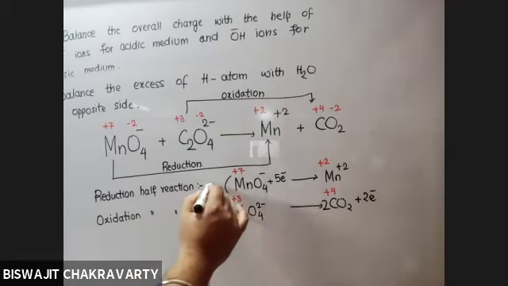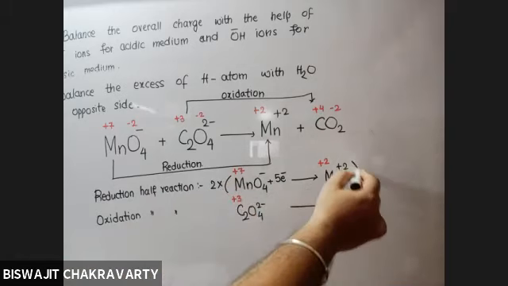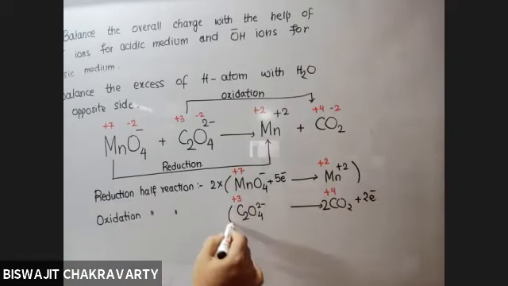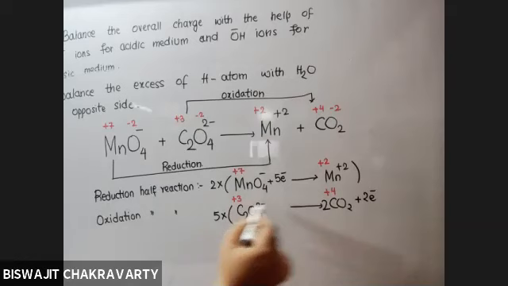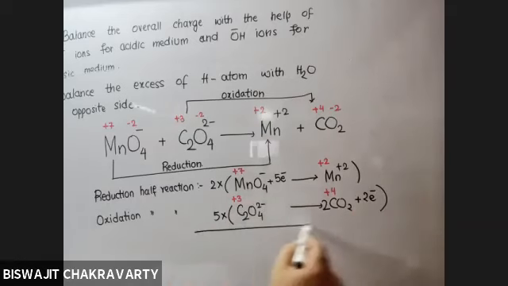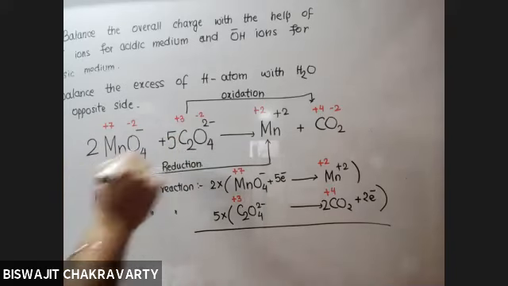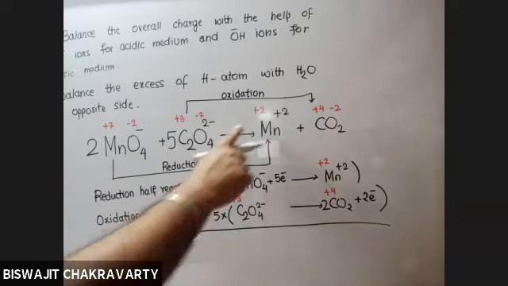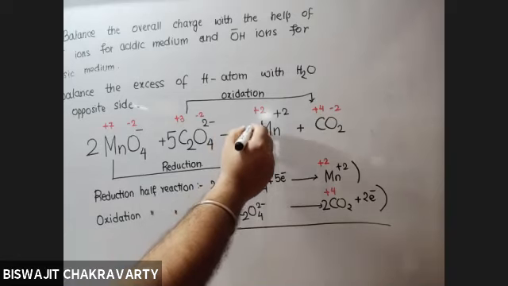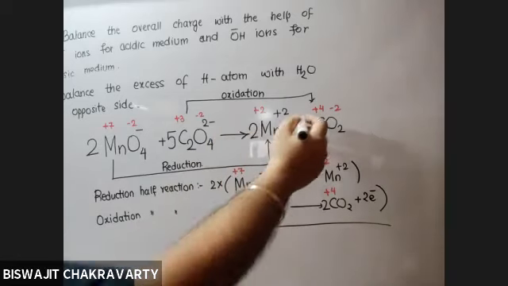Now you cross multiply this with 2 because it is 2 and multiply this with 5 because you cannot further simplify them, and add it up. So you get twice MnO4 minus, 5 C2O4 2 minus. You write in the next line, I will write it here.